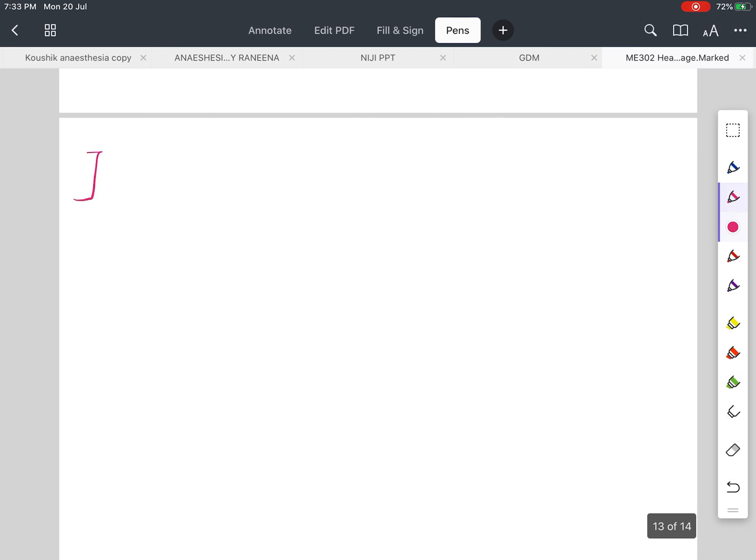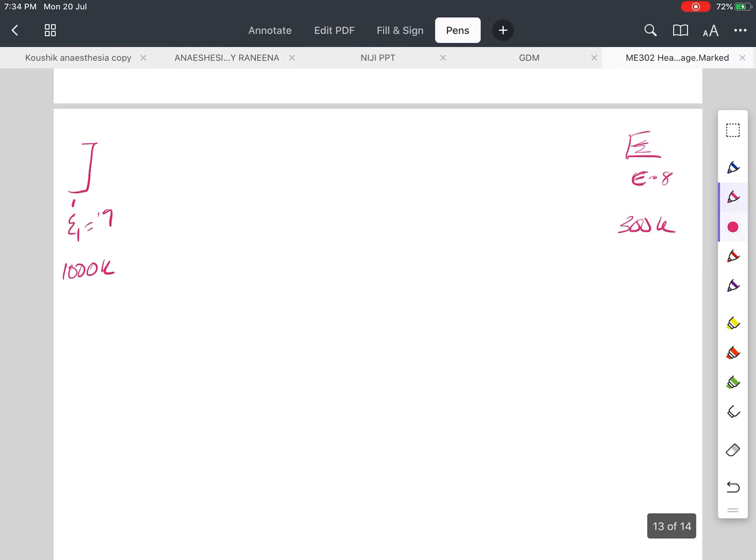For example, there are two gray surfaces. Let's say this is a gray surface with emissivity equal to 0.9, and another gray surface with emissivity 0.8. This is at a temperature of 1000 Kelvin, and this is at a temperature of 300 Kelvin, and given their orientation, F12 is equal to a certain value, 0.5, and the area of 1 and area of 2 are given. So you have to calculate the net radiative heat transfer between these two, Q1 to 2.